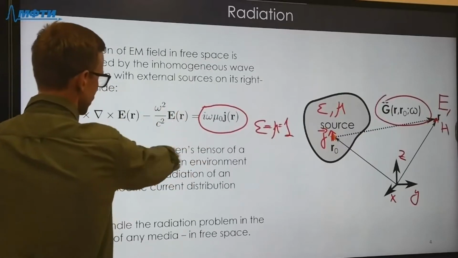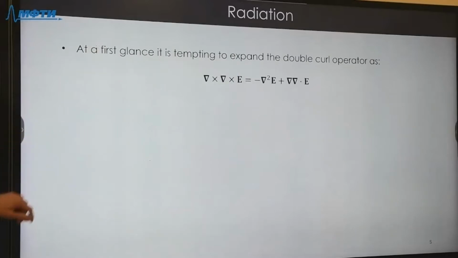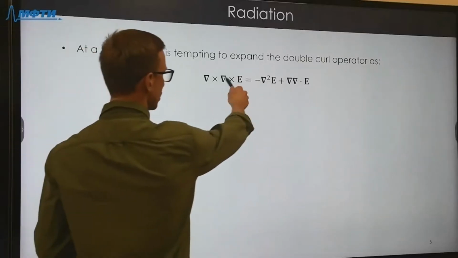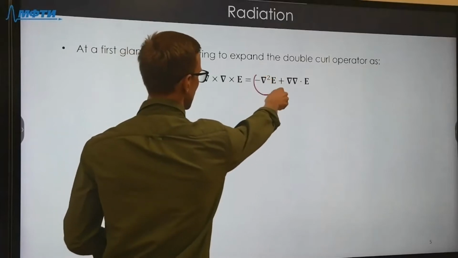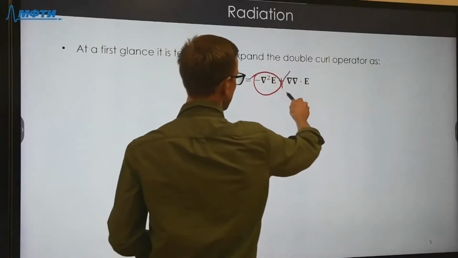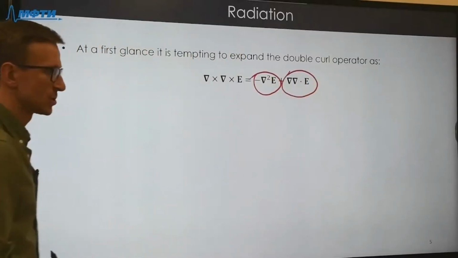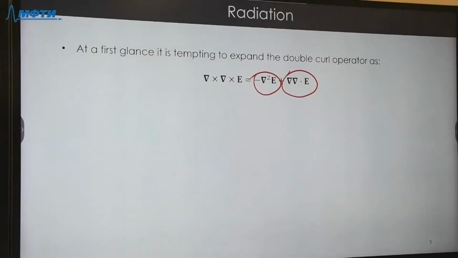Let's find out how to solve this equation. At first glance, it is tempting to expand the double curl operator in the following way, like we did with plane waves. The double curl of a vector is minus Laplacian plus the gradient of the divergence of this vector. And this is exactly what we did with plane waves, and that helps us to obtain the spectrum of plane waves in isotropic media, and it also helps us a lot in waveguide systems.